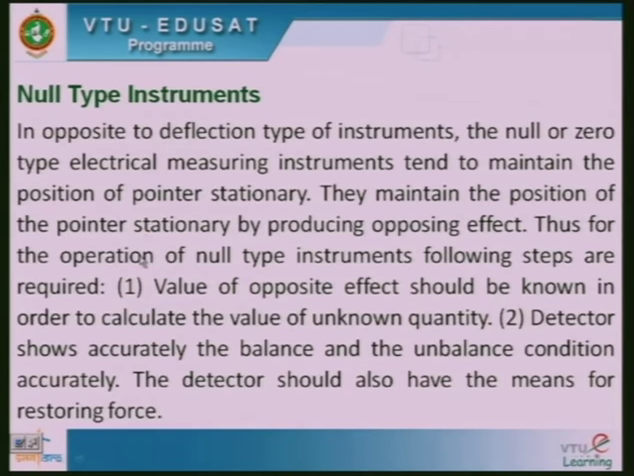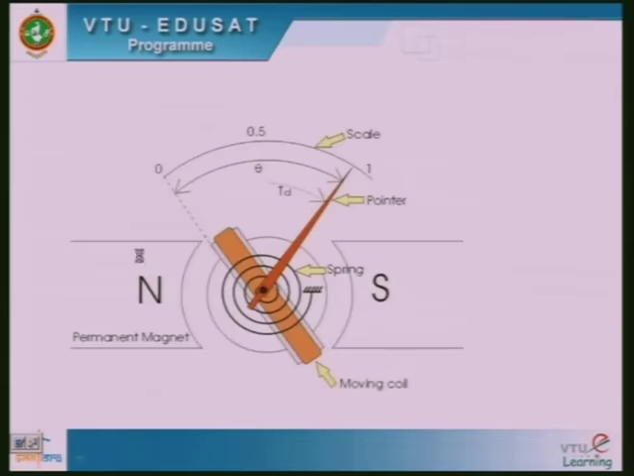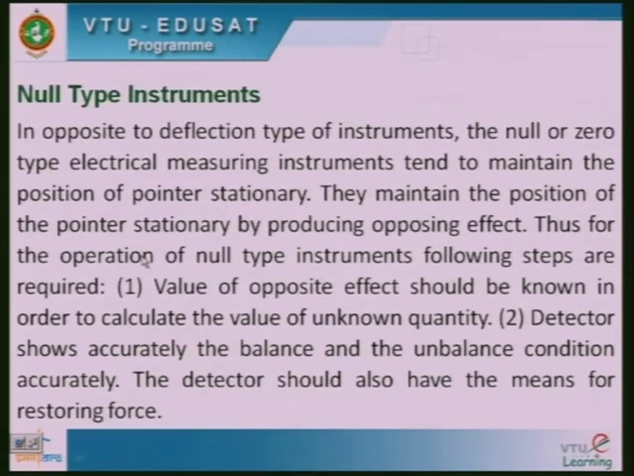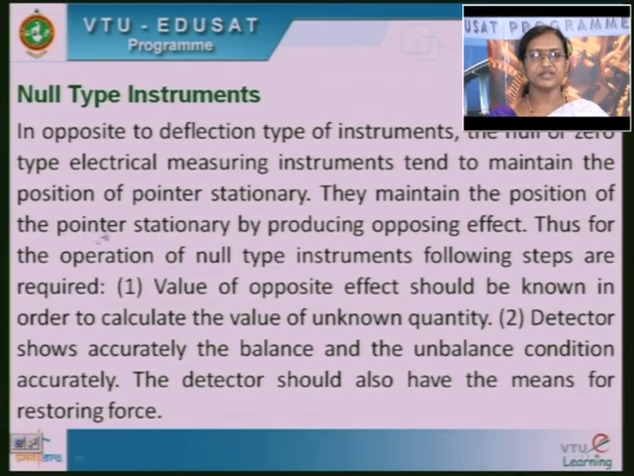So, now you see what is the difference between this deflection instrument and the null instrument. In opposition to the deflection type of instrument, the null or zero type electrical measuring instrument tends to maintain the position of the pointer stationary. They maintain the position of the pointer stationary by producing an opposing effect. So, how exactly are we going to produce this opposing effect?